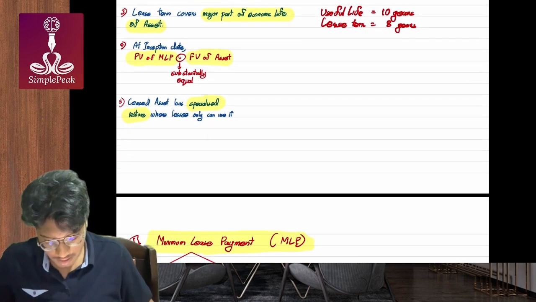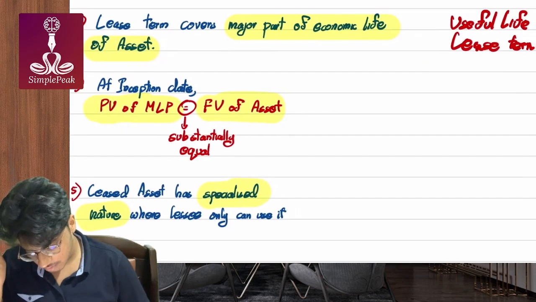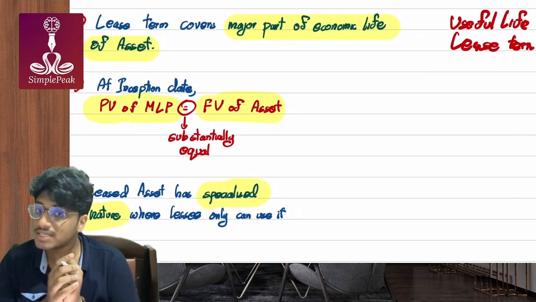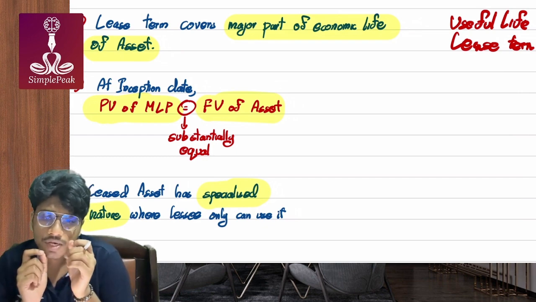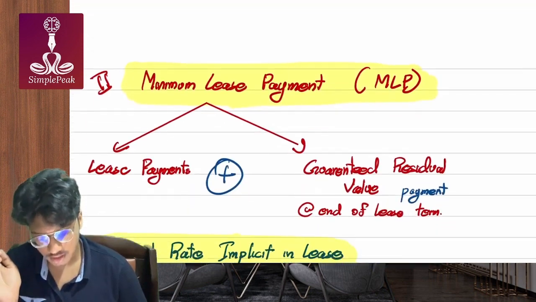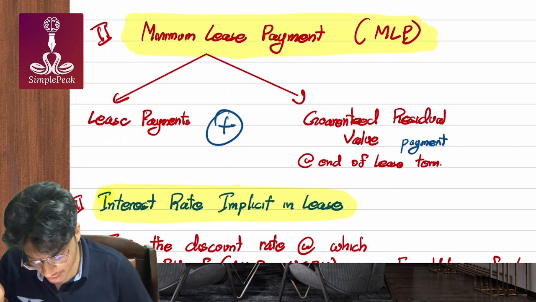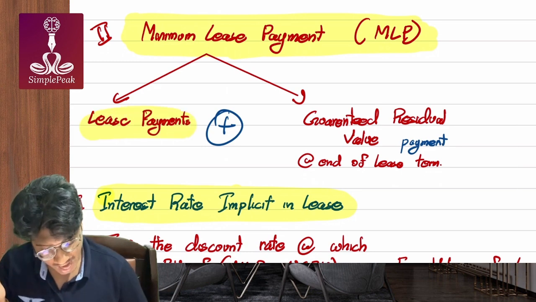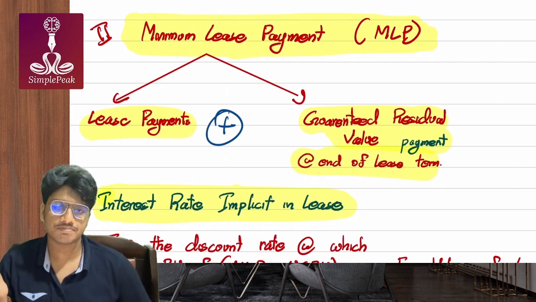Okay, so now the next question, based on indicator number 4, we have said that present value of minimum lease payment. The doubt that has arisen for you is, what does this minimum lease payment mean? So let's discuss that, shall we? Yes, we shall. So minimum lease payment is nothing but the summation of lease payment and guaranteed residual value payment at the end of the lease term.